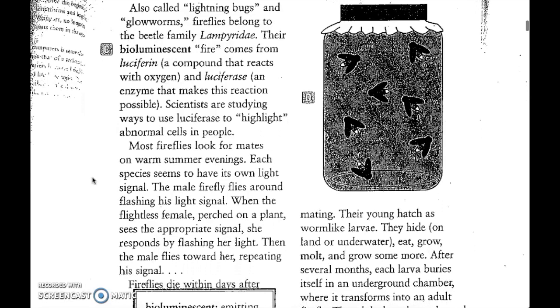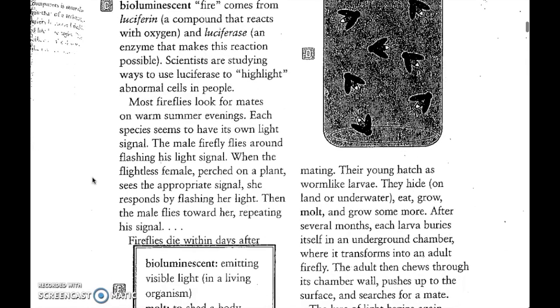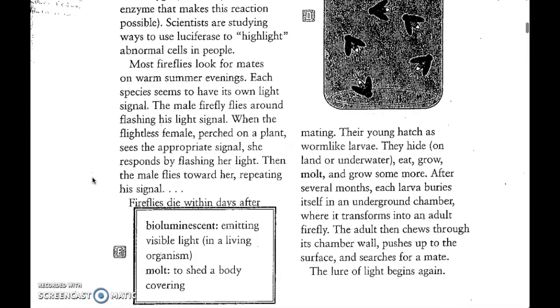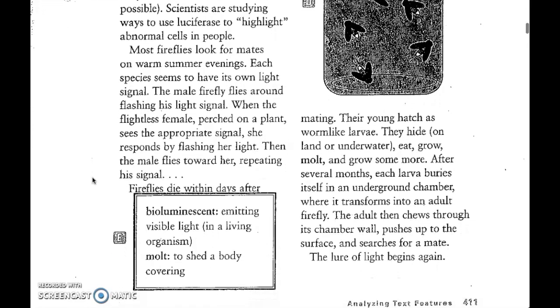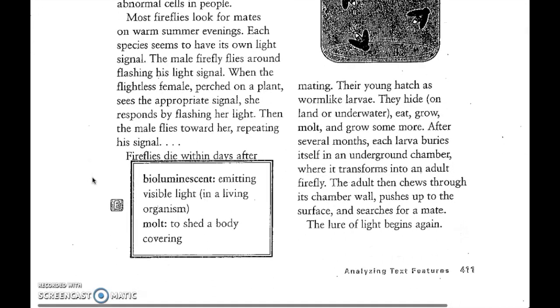Most fireflies look for mates on warm summer evenings. Each species seems to have its own light signal. The male firefly flies around flashing his light signal. When the flightless female perched on a plant sees the appropriate signal, she responds by flashing her light. The male flies toward her, repeating his signal. Fireflies die within days after mating.